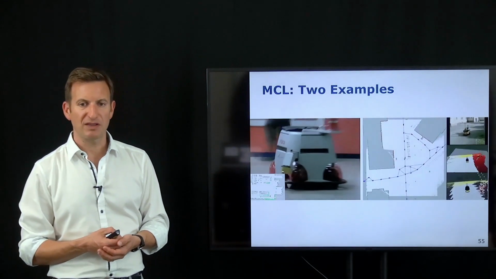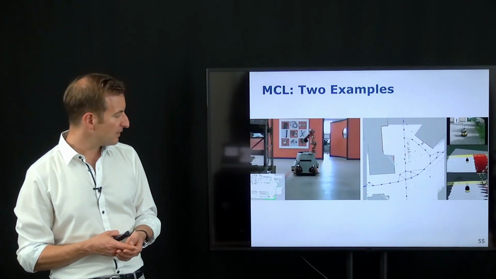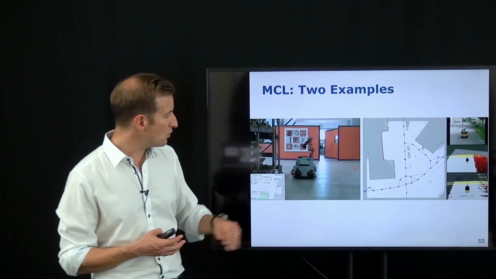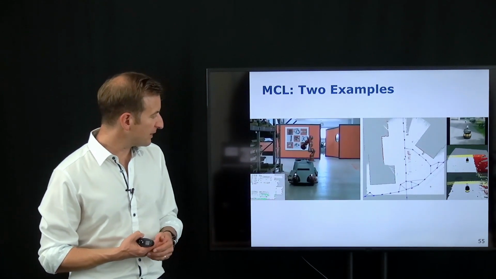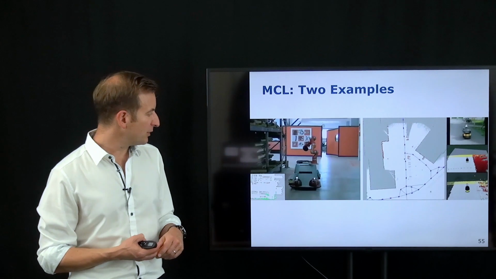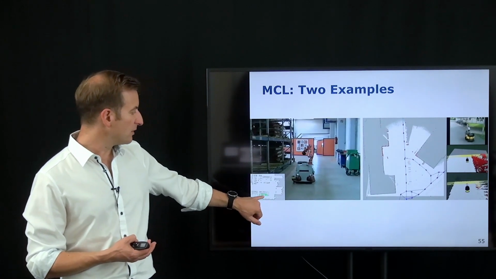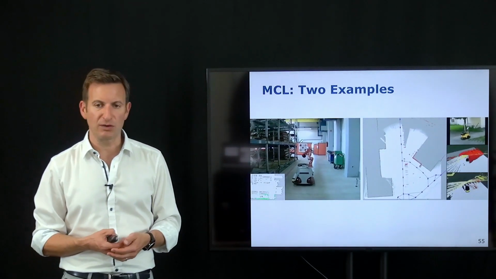There are 2 other examples I want to show where the system has been used. One is in a production hall at KUKA, a German robot manufacturer, of a robot driving around performing logistics tasks, equipped with laser scanners, localizing itself in a map while doing construction tasks.